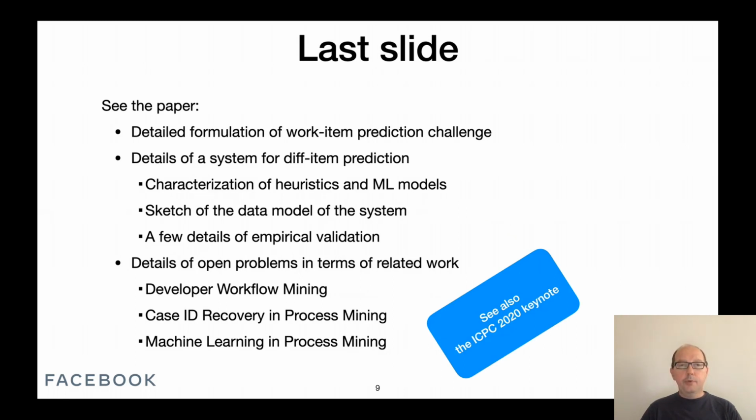So please see the paper for a detailed formulation of the challenge and also some details about the system that I only sketched here. There's also a detailed discussion of related work in the paper. For example, it discusses process mining and the related notion of case ID recovery, which we essentially need to solve here in a specific way for work item prediction. There's also a keynote at the same conference where I also get into this subject in some different way. Thank you.